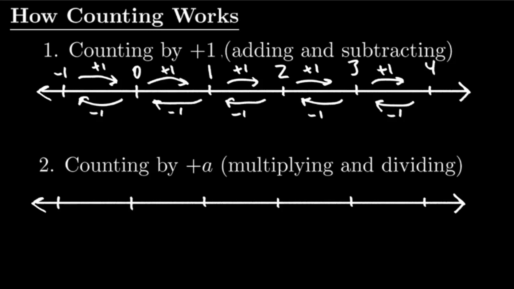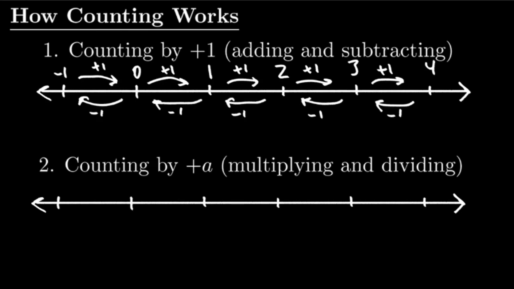So starting with 1, that's the first thing we got, and then you add 1, that's the second step, which is 2. You add another 1, then you get the third step, which is 3, and so on and so on. Or you go backwards, and you get from 1 to 0 to -1, etc. Okay, so counting by plus a then. We can think of that as multiplication.